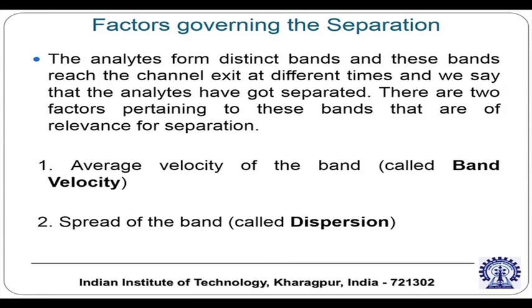So the analytes form distinct bands, actually we discussed this in the context of dispersion, and these bands reach the channel exit at different times and we say that the analytes have got separated. There are two factors which are of importance: average velocity of the band, which is called the band velocity, and spread of the band, which is called dispersion.